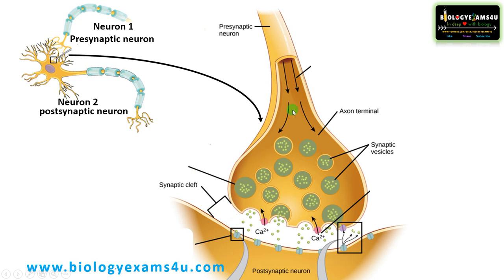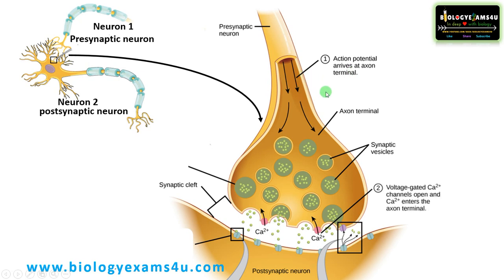Now let us understand how this communication happens. Step 1. Action potential arrives at the axon terminal. Actually, these neurons do not physically touch at the synapse. As you see, there is a gap. An electrical signal created by the movement of ions is generated within the soma or cell body of the neuron and is sent down along the axon until it reaches the presynaptic neuron's axon terminal. This electrical signal is called the action potential.